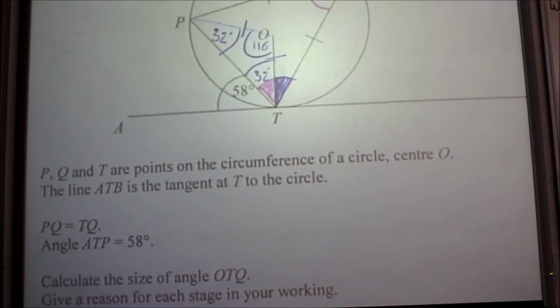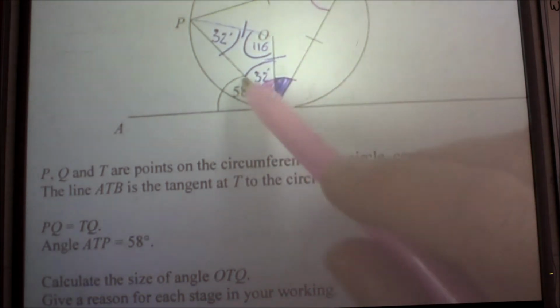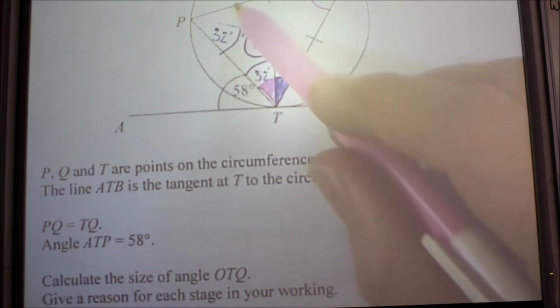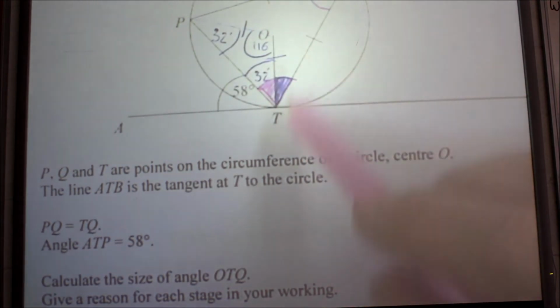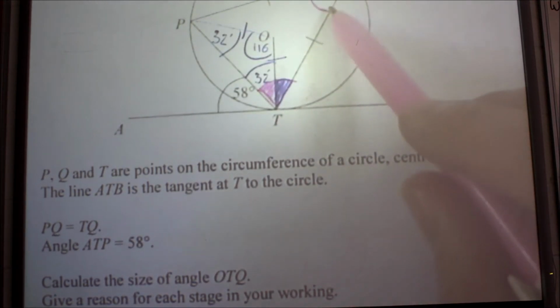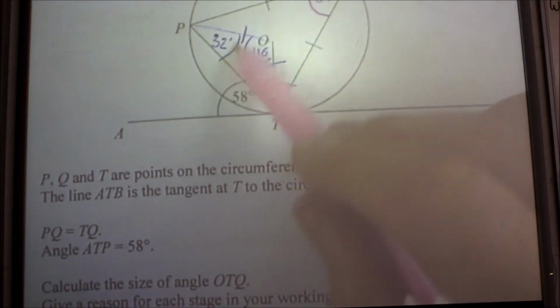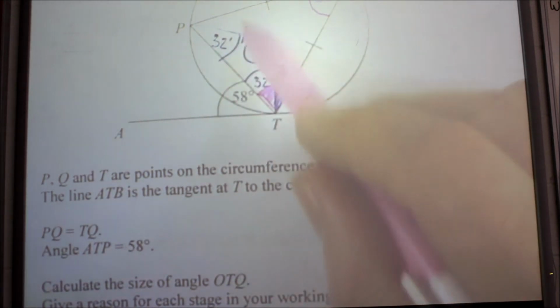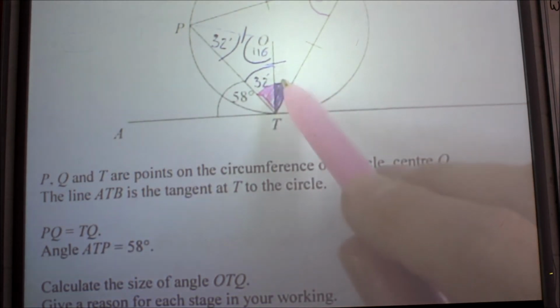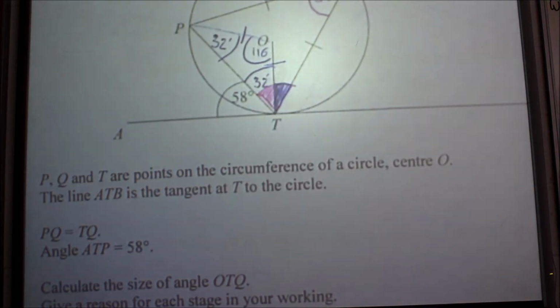Why are we dividing it by 2? Yes, so these angles here are the same. We know that bit's 32. So what I'm going to do is 180, take 58 and divide it by 2 to get 61. That means that this angle here and this angle here are both 61. So to work out this blue one here, we do 61, take away 32, and it gives you 29.